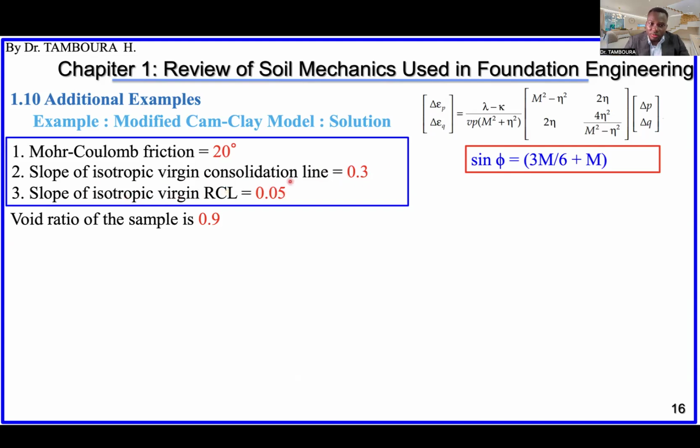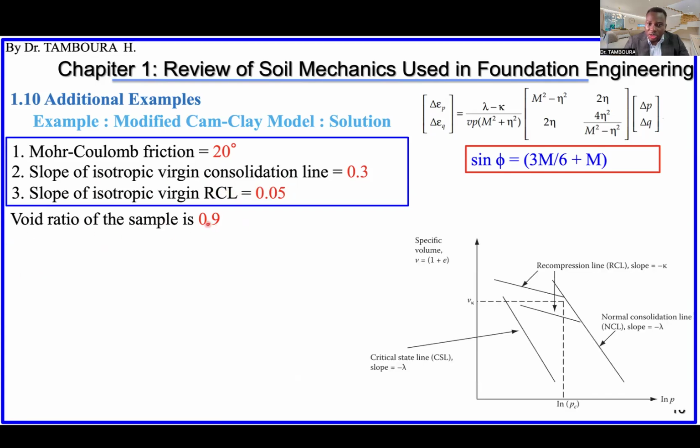And then the consolidation test: the slope of the isotropic consolidation line is 0.3 and the recompression line is 0.05, and we have a void ratio of 0.9. These two lines, okay, the recompression line is this one, and the normal consolidation line is this one. So the slope of this compression line is this one, and the slope of this normal line is like this. These two slopes are given here, 0.3 and 0.05.